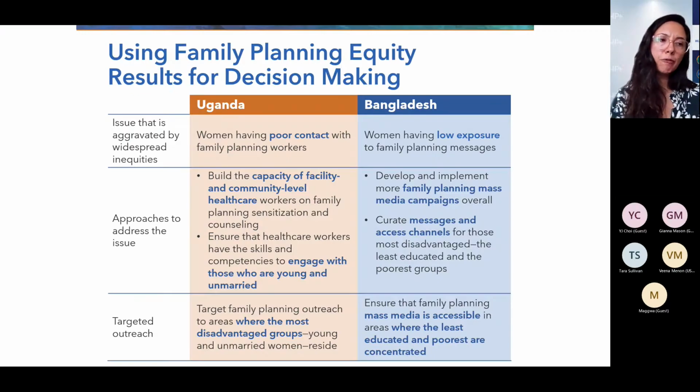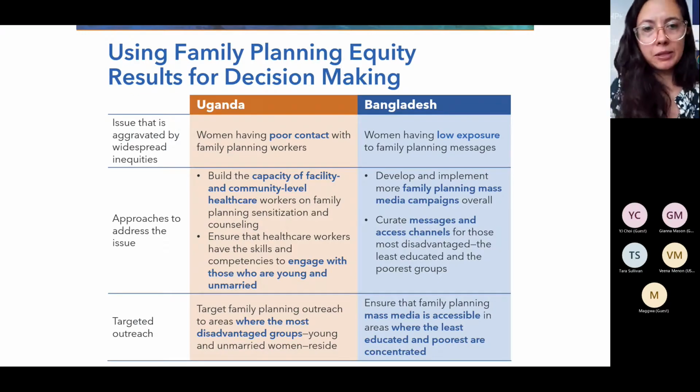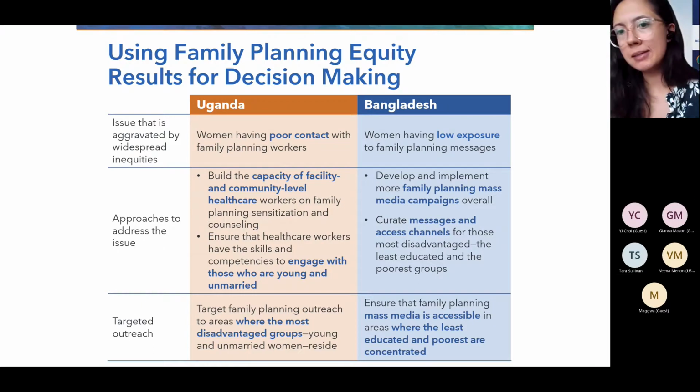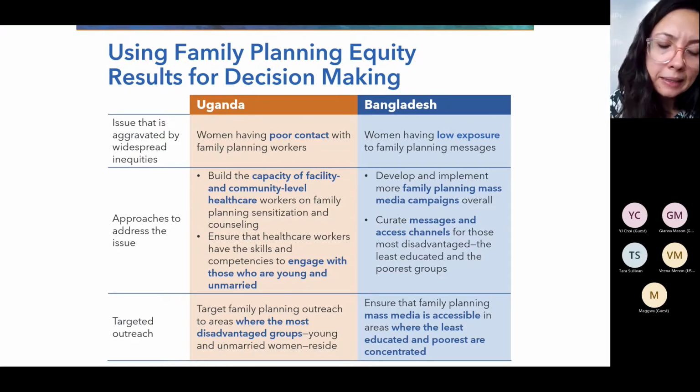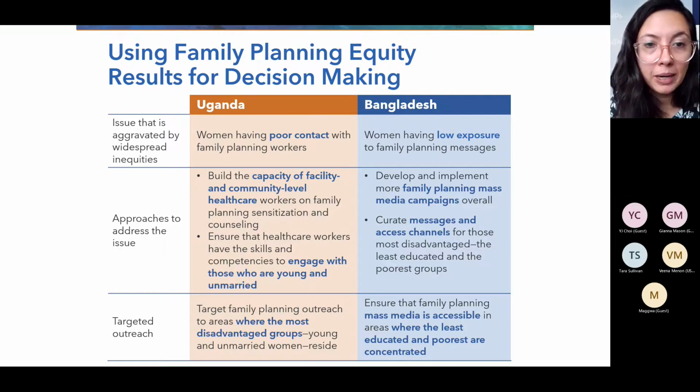So if we know these results, how can we possibly use them? I think one takeaway message I was trying to zoom in on in that presentation is that the issue aggravated by widespread inequities in the case of Uganda is that women have poor contact with family planning workers, and in Bangladesh is that women have low exposure to family planning messages overall.